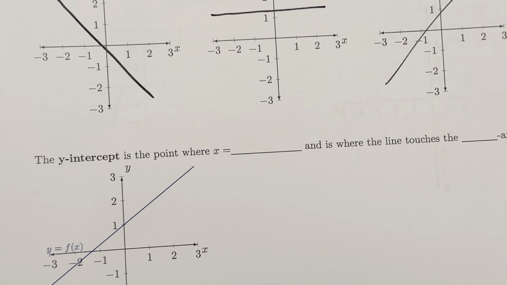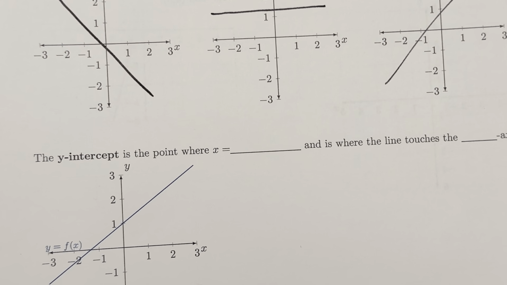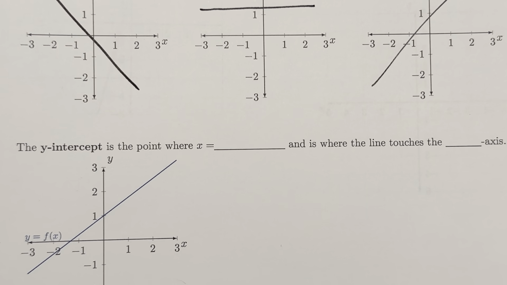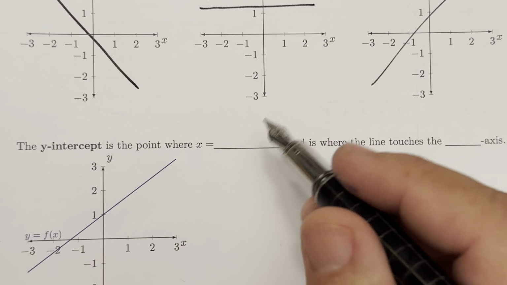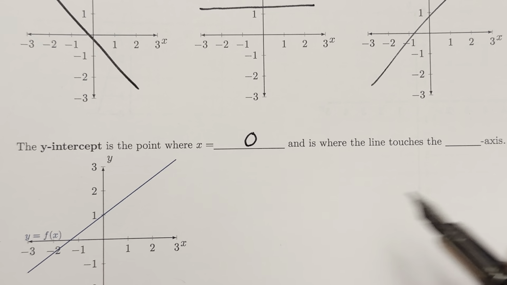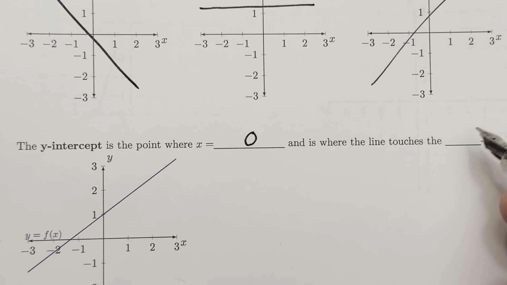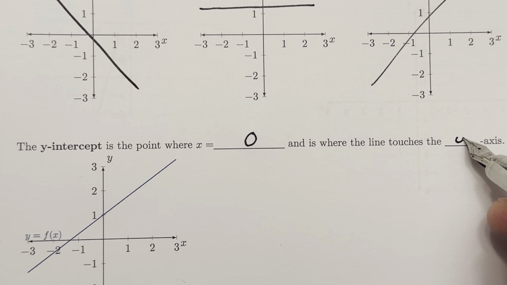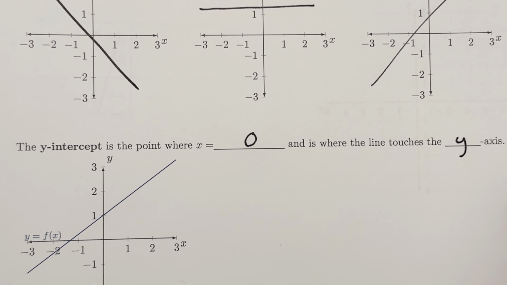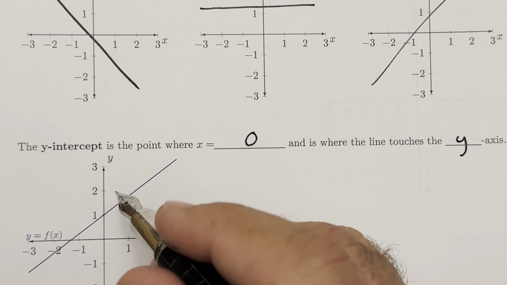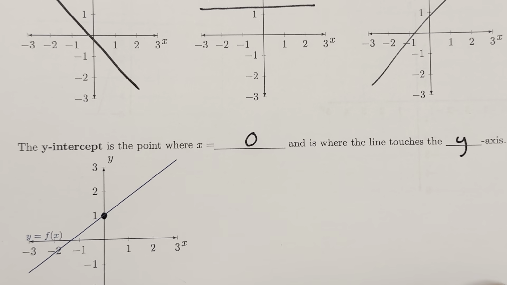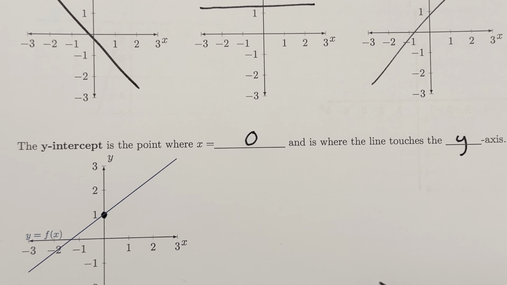So let's talk a little bit about the y-intercept. The y-intercept is the point where x equals 0, and is where the line touches the y-axis, right? Hence the name y-intercept. So right here in this example, the y-intercept is right here. The y-intercept is 1.